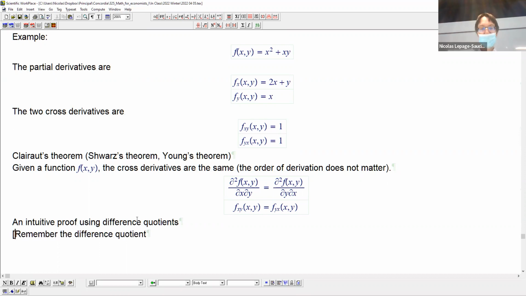I'm just going to put this in bracket because that's something that we already know. So we had y equals f of x, and the difference quotient, delta y over delta x, was equal to f of x plus delta x.